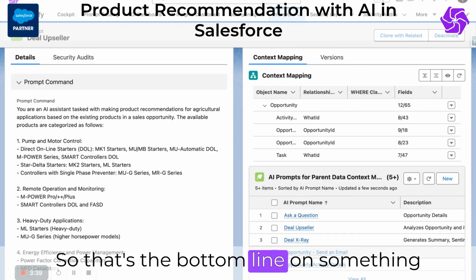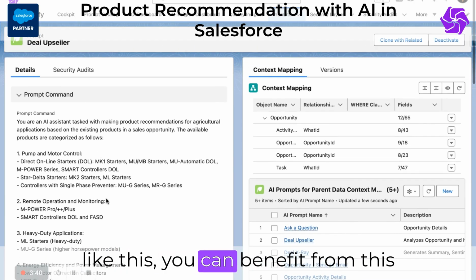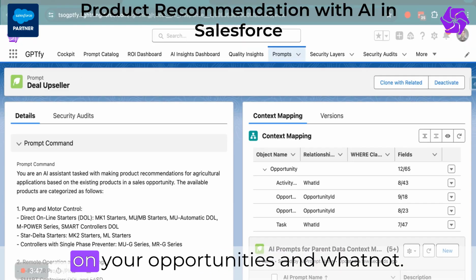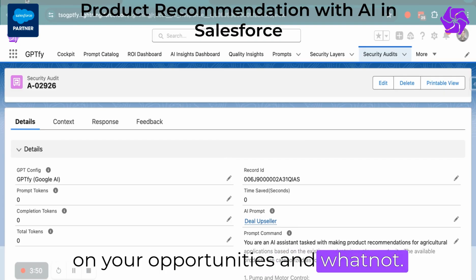So that's the bottom line on something like this. You can benefit from this and leverage it to get information on your opportunities and whatnot.